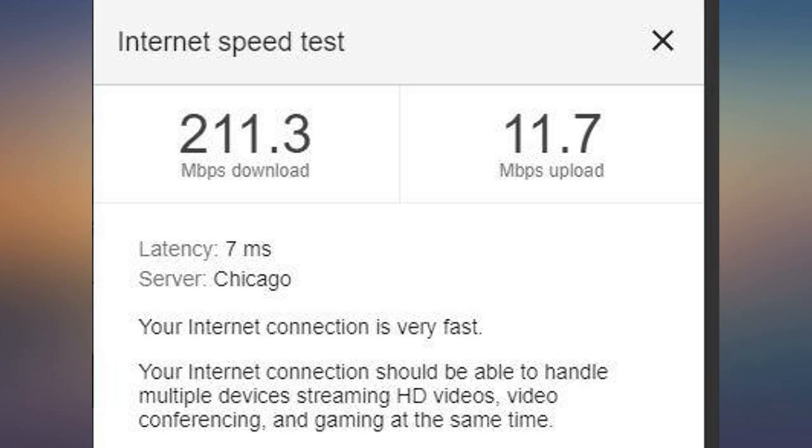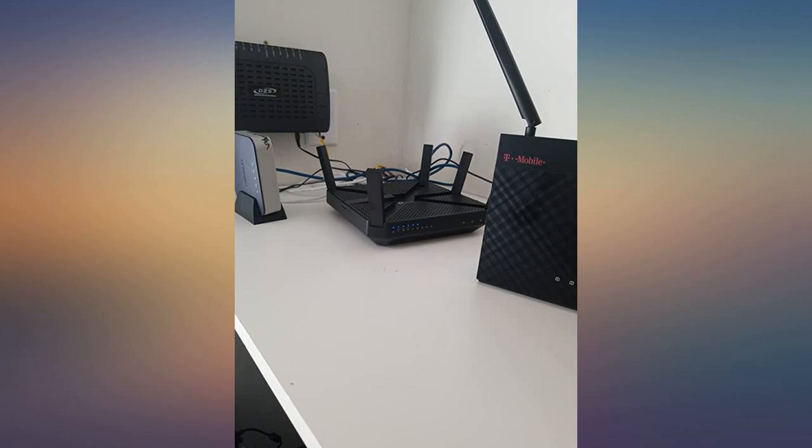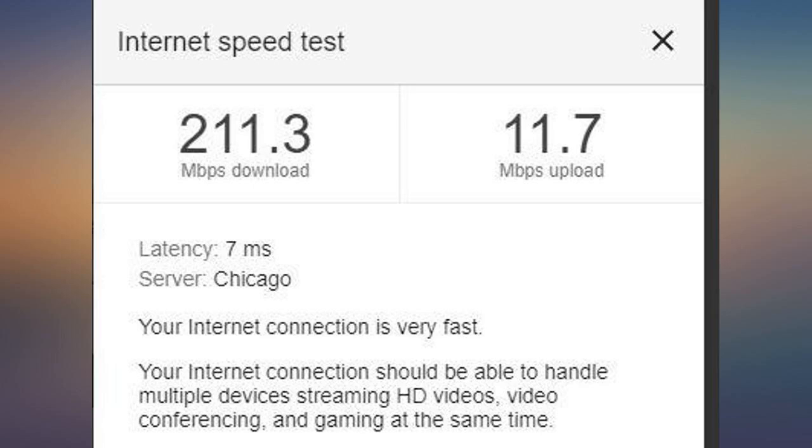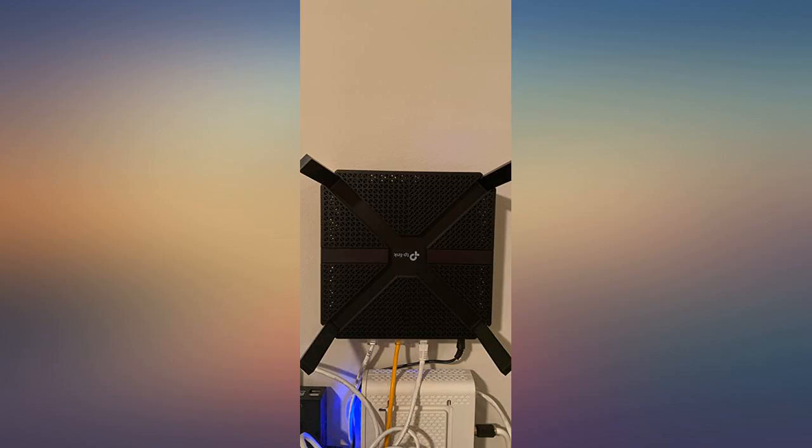I spent a lot of time researching which router I wanted that would be under $200. I bought this one because I figured having a tri-band router would be more valuable to me than a dual-band Wi-Fi 6 router. My internet speeds went from about 80 megabits per second to over 200 megabits per second. The only thing that changed was this router.